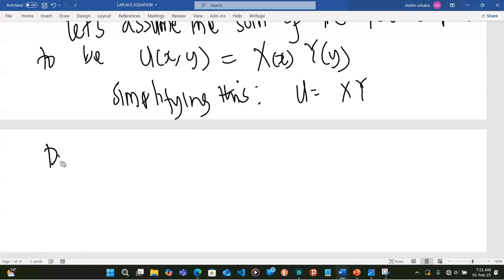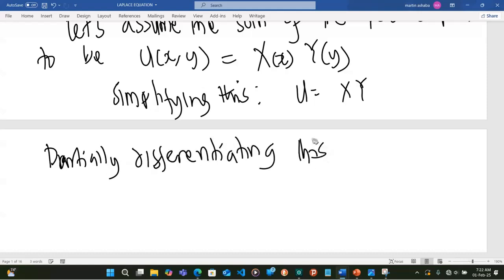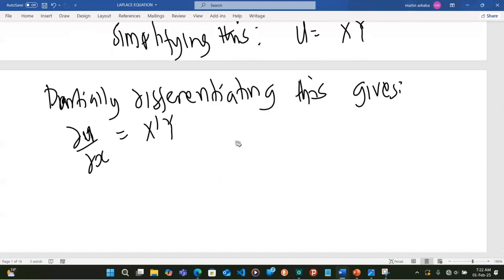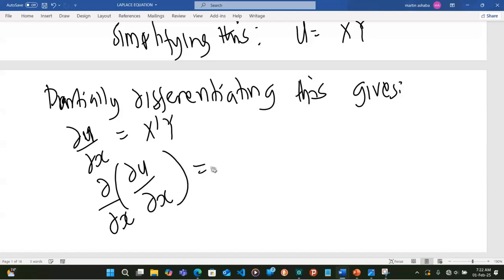So partially differentiating this gives what? So del u del x, for example, this is going to be X prime Y. So if we again differentiate this partially with respect to x, that is d by dx of del u del x, this gives us X double prime Y.